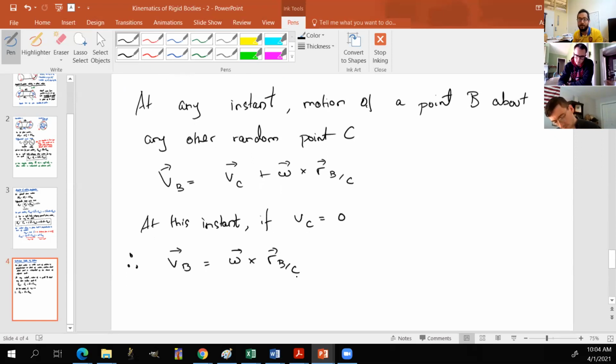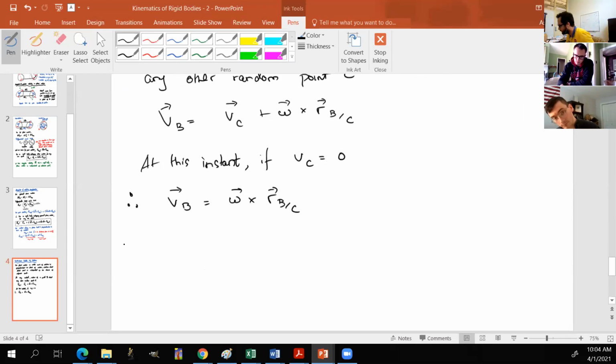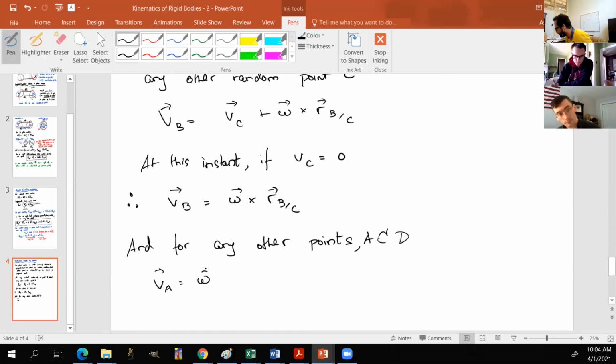Therefore, for any other points on your body, let's say A and D, you have the same expression. The only thing that's changing is the position vector, so velocity of D is omega crossed with R of D relative to C.